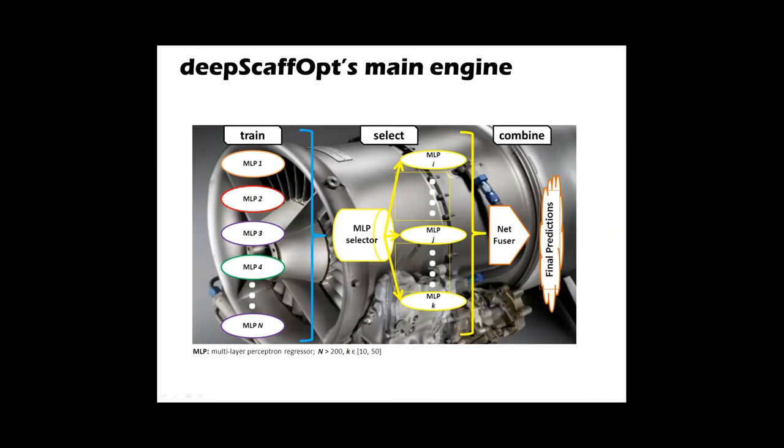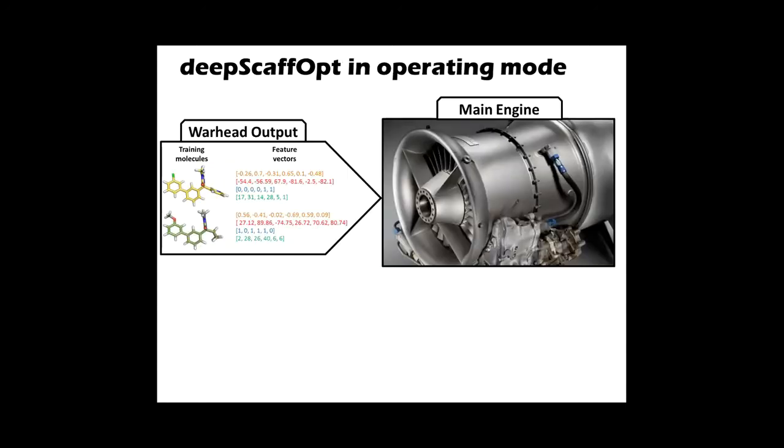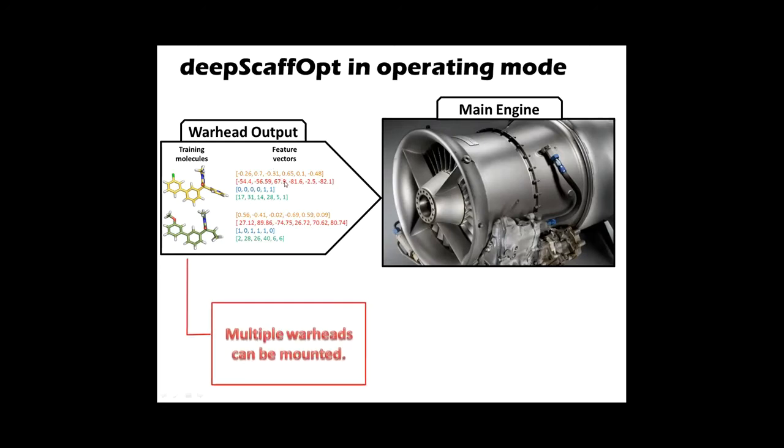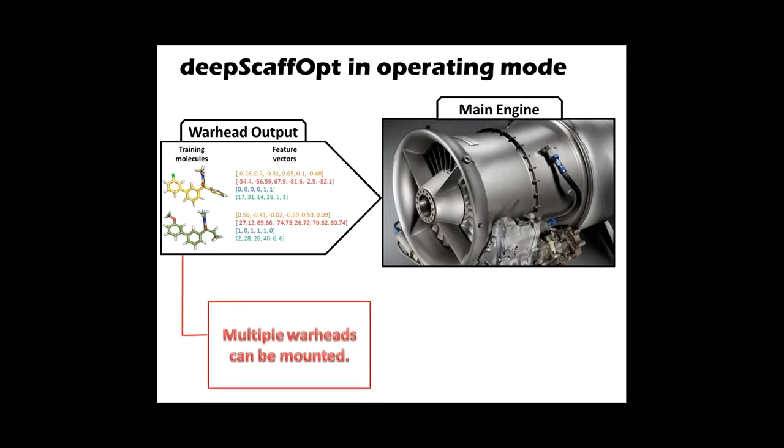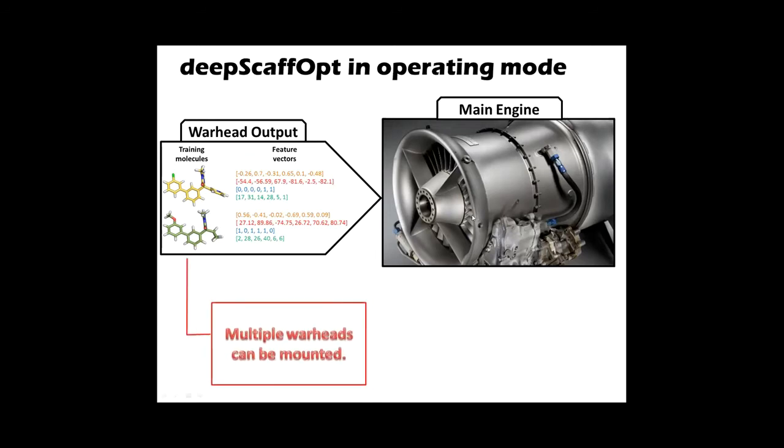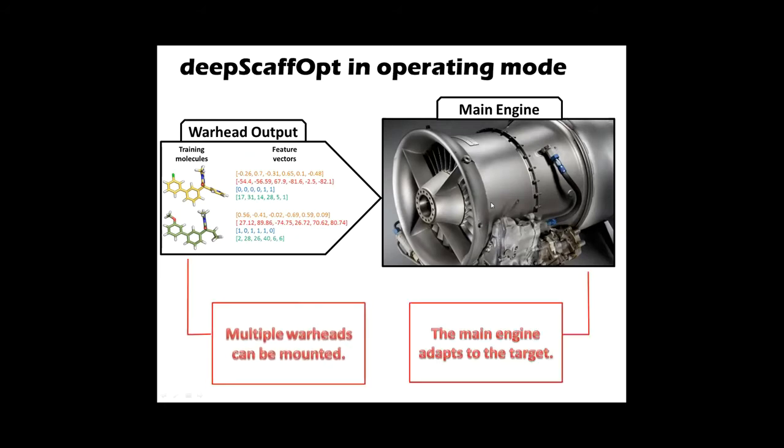The invariant part, which is the main engine, consists of three components: the train, the select, and the combine. During the train component, multiple multi-layer perceptrons, very specific to this problem, are trained, while in the select component, the best of them are selected to be finally combined into a master network, which gives you the final prediction with small bias, small fluctuations. So you can imagine DeepScaffold in operating mode like this.